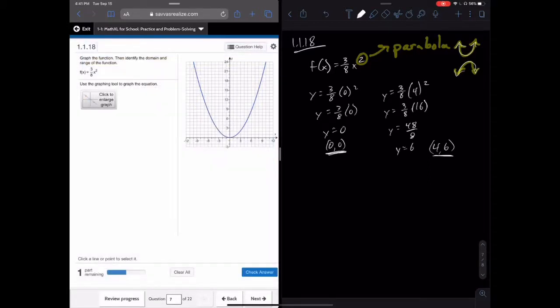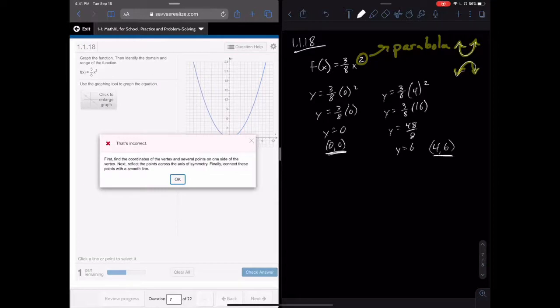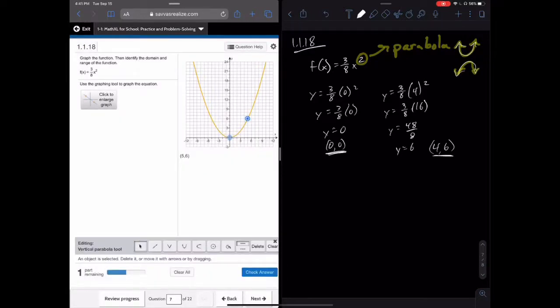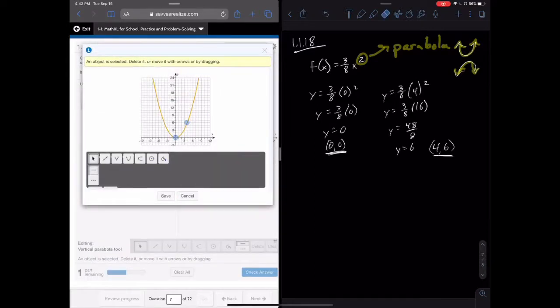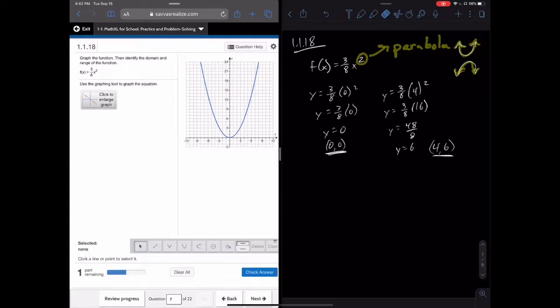We'll save that and check our answer. I accidentally placed the point at (5, 6). That should have been at (4, 6), so I edited this and moved the point over. I'm going to save that. Now we check our answer. We're good, so we're going to continue to the next part of this question.